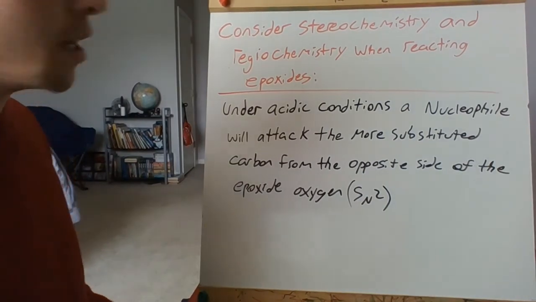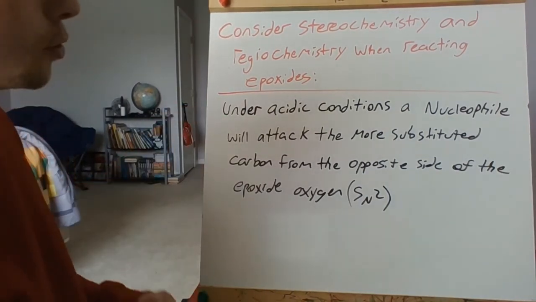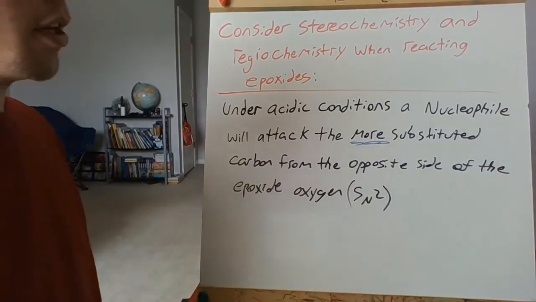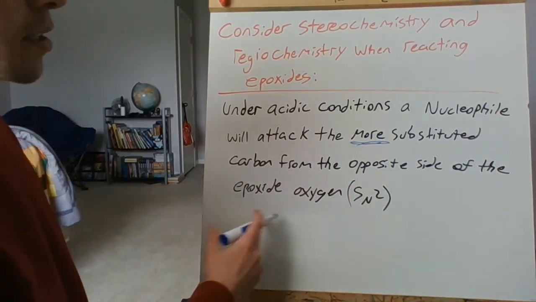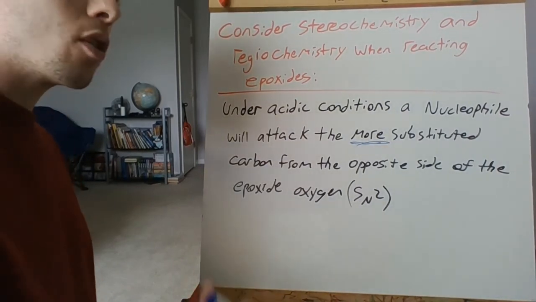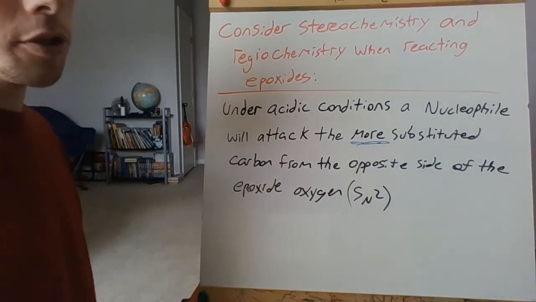So just keep in mind that under acidic conditions, a nucleophile will attack the more substituted carbon from the opposite side of the epoxide oxygen. And so this goes through an SN2 reaction. We attack the more substituted carbon and get inversion of stereochemistry.